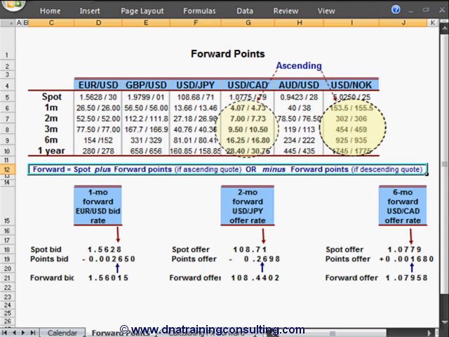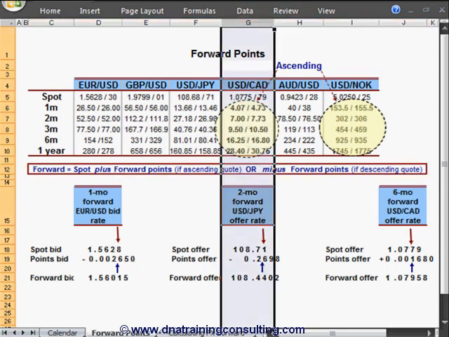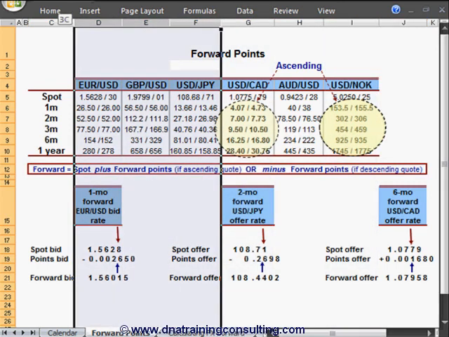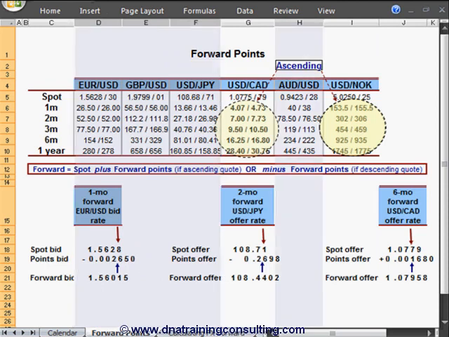In our table, the forward prices for Canadian dollar and Norwegian krona are derived by adding the forward points to the respective spot rates, while for all the other currencies, the forward points are subtracted from the respective spot rates.